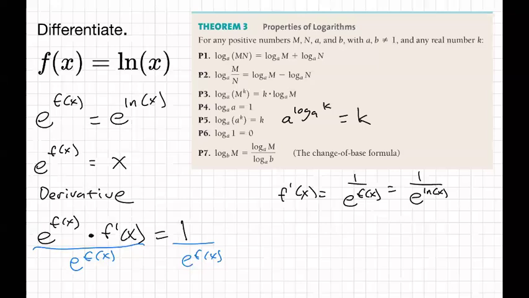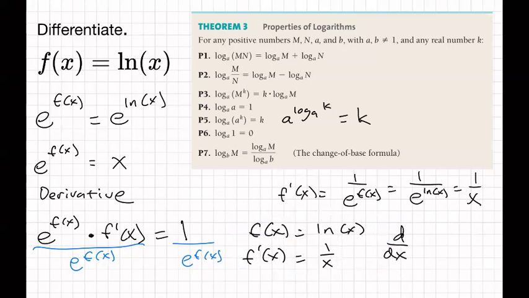Now, one step further we can add to this. We've already talked about what e to the natural log of x is, right? Using our inverse properties of exponential and logarithms, that's going to be just 1 over x. What that means then is, hey, if f of x is the natural log of x, then the derivative of that is 1 over x. Or another way to write that, just to make sure we have consistency in how we write it, the derivative of the natural log of x equals 1 over x.